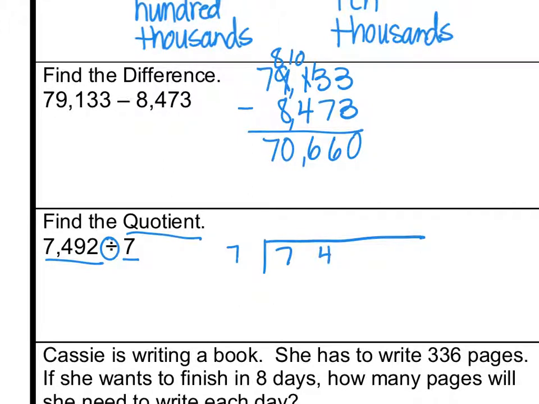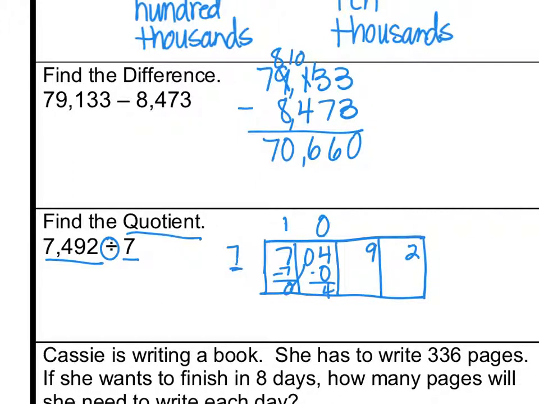Let's stretch out our dividend here. And make our lines right after our digits. We're making groups of 7. 7 into 7 is 1 time, because 1 times 7 is 7. We subtract and get 0. We bring the difference up. We cannot make a group of 7 out of 4, so we say 0 times 7 is 0. Subtract a difference of 4. Bring that up. 7 into 49 will go 7 times, because 7 times 7 is 49.